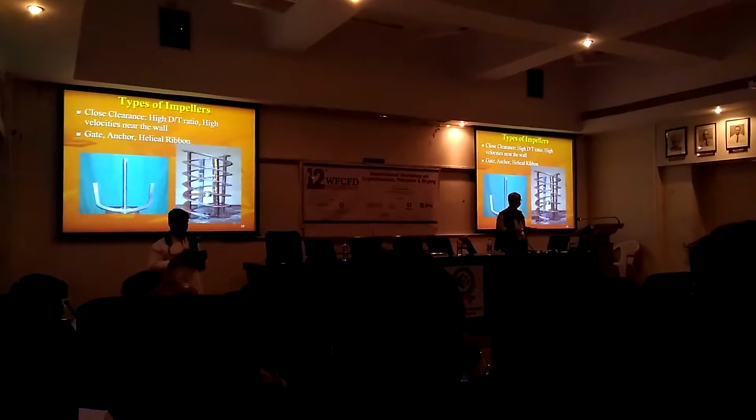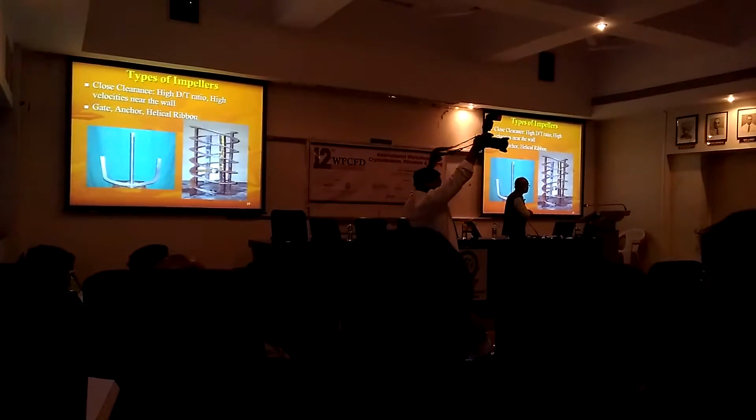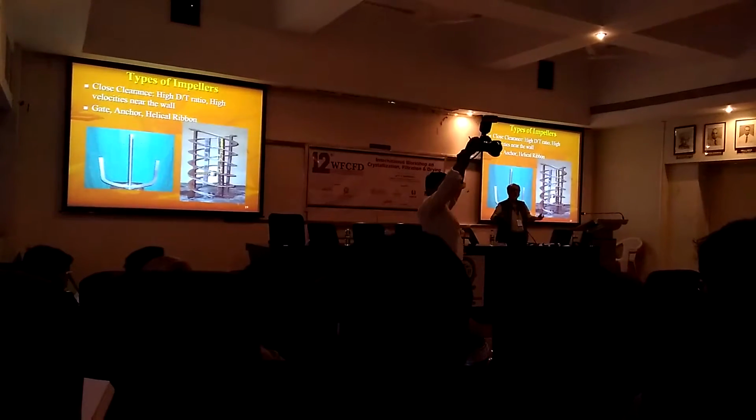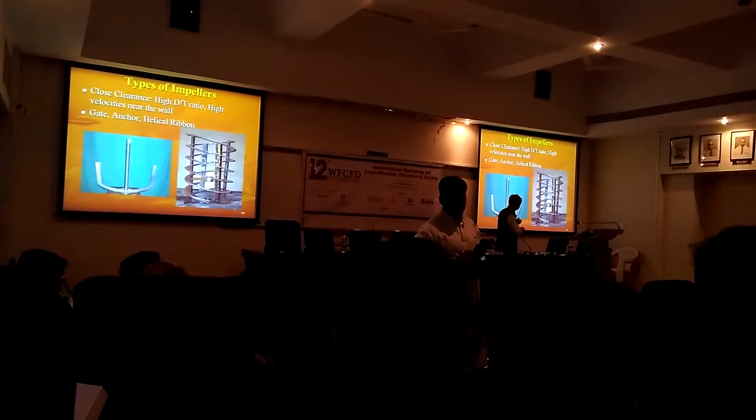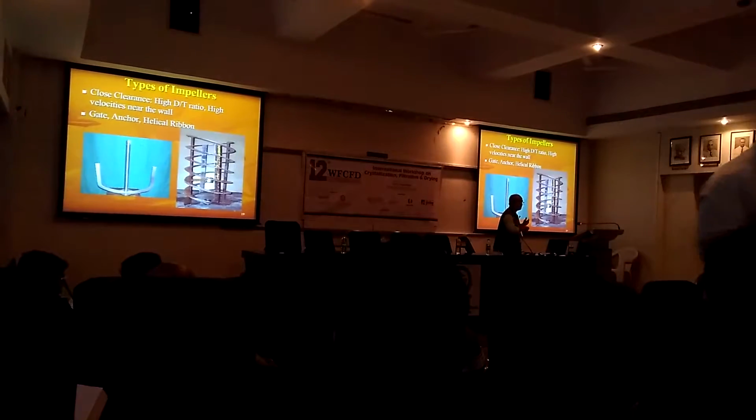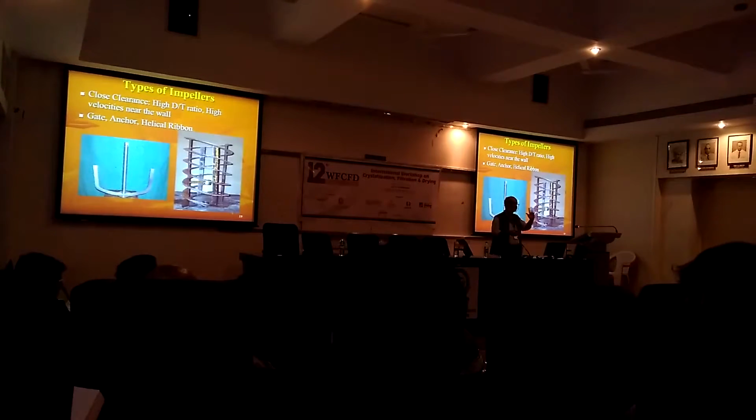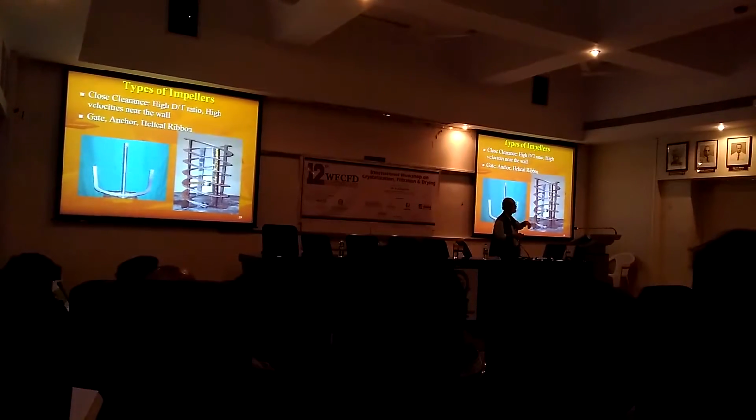If at all you are forced to use it, I would suggest just simply add 2 horizontal plates in here. This is extremely useful. Why is it useful? Because if you are using a jacket to control the temperature, then the material will get deposited on the wall, and the speeds with which this anchor will move will essentially scrape and keep cleaning the surface. So it's extremely good from that point of view, but extremely poor in terms of suspension.